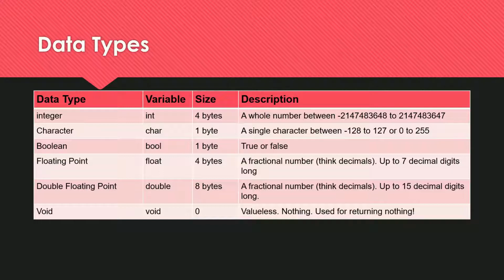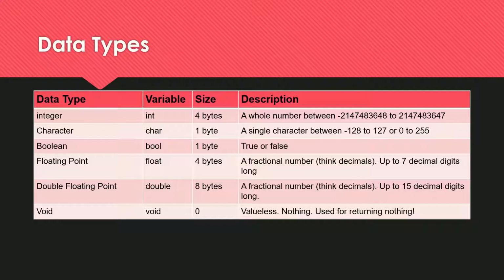Now, for a floating point, what is a floating point? That's kind of a weird thing to say. Well, think about it. It's a fractional number. We're talking about decimals here. A decimal point is a floating point number. These floating points that we use are 4 bytes, which gives us up to 7 decimal digits after the decimal. Then there is a double floating point, or we call this a double. This is when we need even more decimal point numbers. This is 8 bytes, and we can have up to 15 digits after the decimal point.